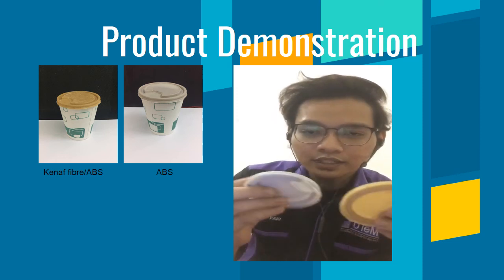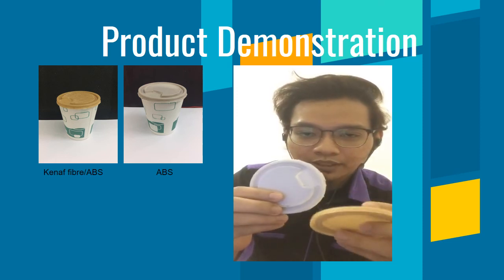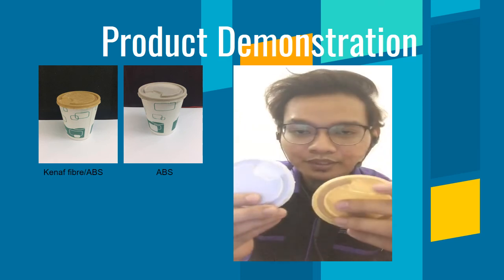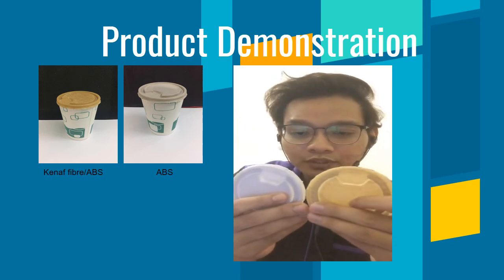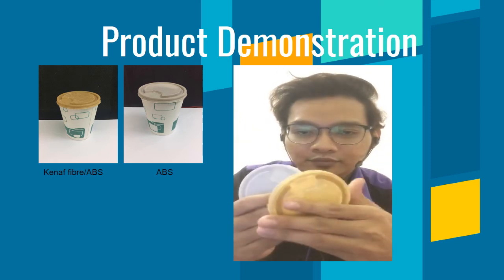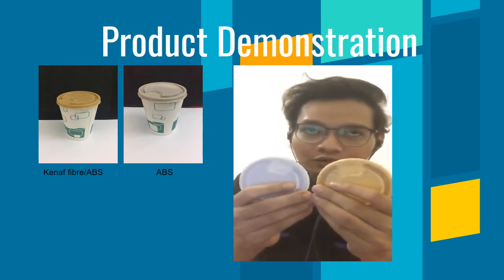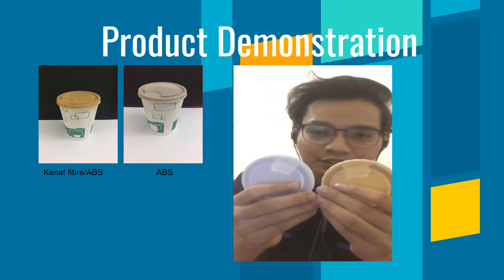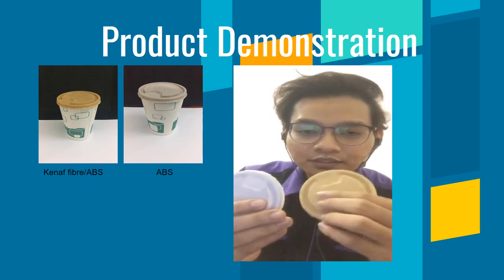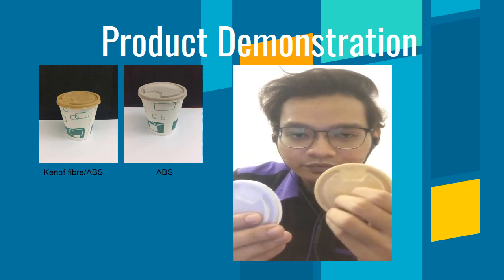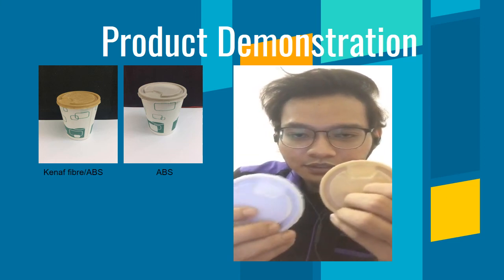And this is the ABS that we also printed, with the same dimensions and size but a different temperature parameter. And we can see the difference in the surface roughness.